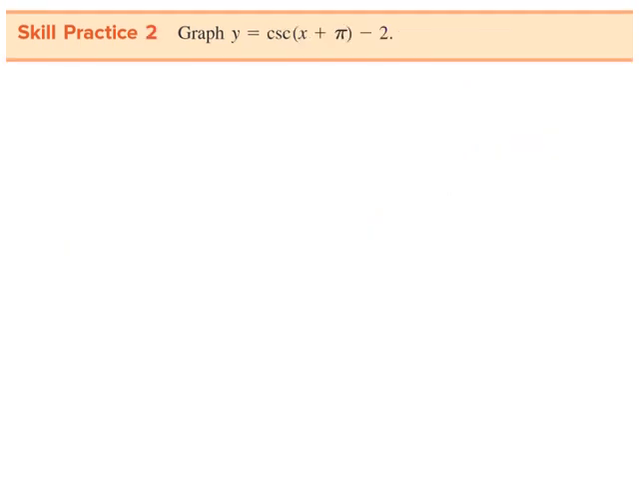So here, this is similar to y equals sine of x plus pi minus 2. In this case, I can see that we will have a phase shift and a vertical shift, so we will need to be careful. My amplitude is 1 because I don't have anything in front.